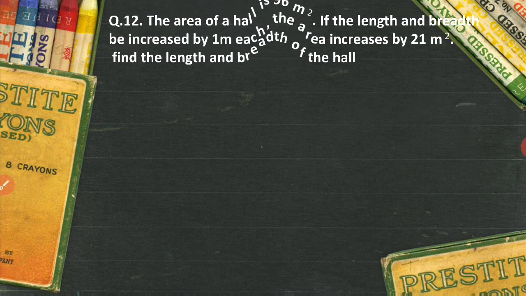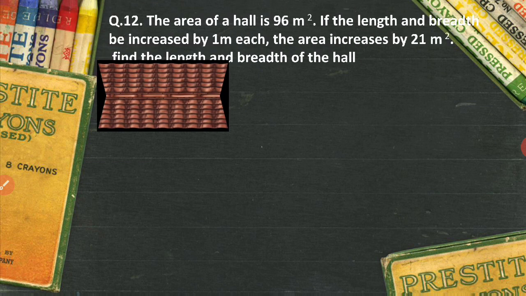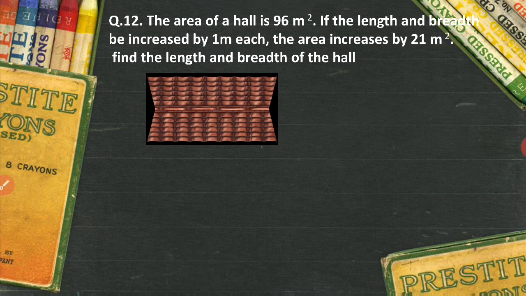So, just a wave, and that's the hall. Wait a second, what's this? It's nothing but the aerial view of the hall. So it has all these roof tiles, right? So that's what you can see. That's the hall which has an area of 96 meter square. So what is happening now? We are increasing the length and breadth by 1 meter each.